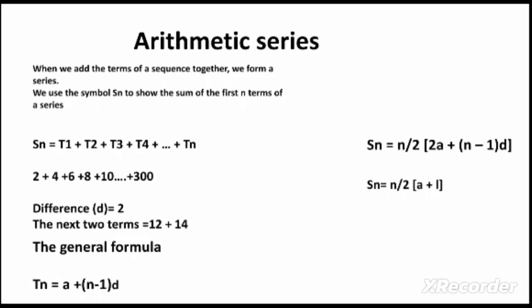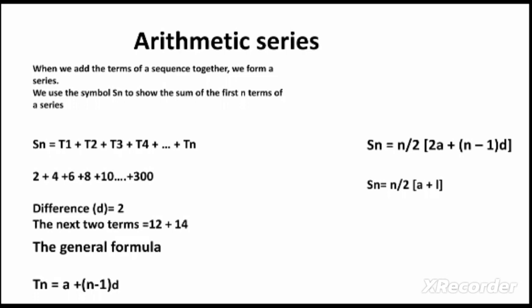So when you see n, that is the number of terms in the series. The second formula that you can use is Sn equals n, the number of terms, divided by 2, in brackets the first term, which is a, plus l. This l means the last term. So if you're given the last term, like in this example, the last term is 300, you can use it to find the sum as long as you have the number of terms as well.